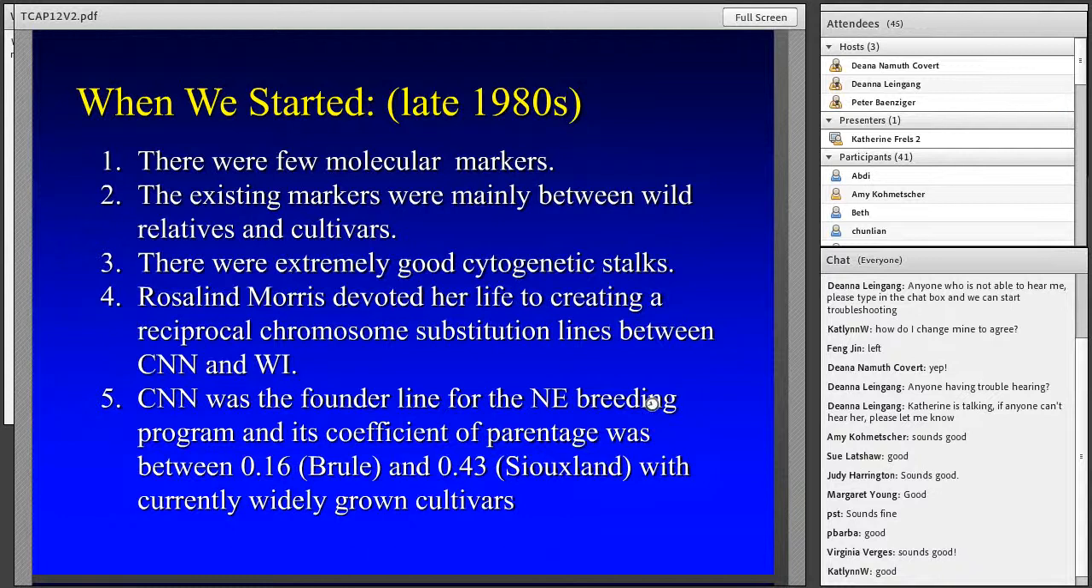Okay? So we had chromosome substitution lines with material that was directly relevant to our program. Wichita was a very popular cultivar in Kansas, and so it also would be adapted to this area.